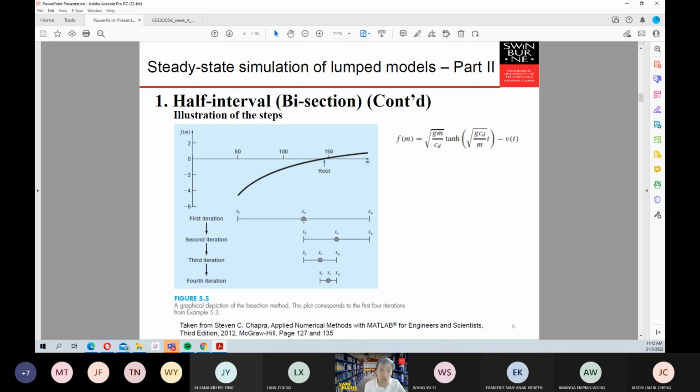Okay, so then you find the half of this one. Again, you go into here, and because this one is positive, that replaces this one. That will keep on going and going, such that your error is less than the tolerated error. The function that is drawn in here is according to this particular function.